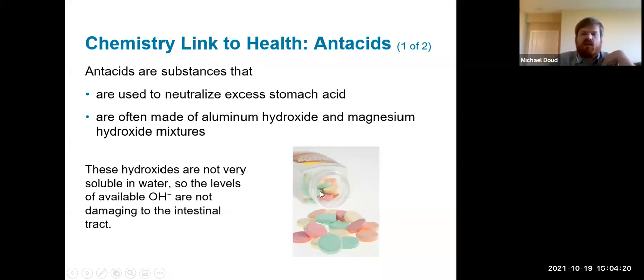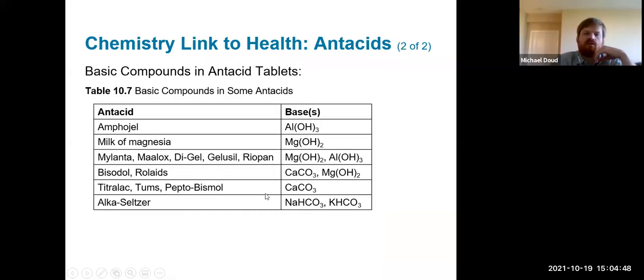So antacids like Tums, for example, I don't get paid by the Tums Corporation or anything, but are made up of mixtures of aluminum hydroxide, magnesium hydroxide, calcium hydroxide. And the reason that we use these in particular is that they're not soluble in water. So whatever levels of hydroxide ion you do have are going to react in your stomach, but not go into the intestinal tract. And here's a list of them here.